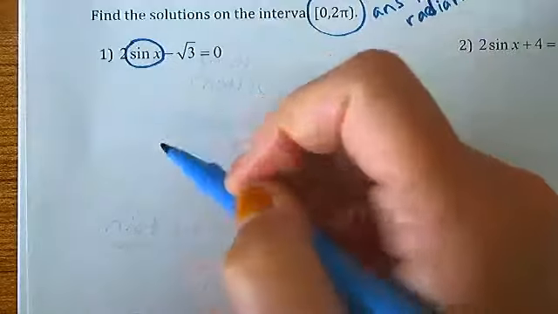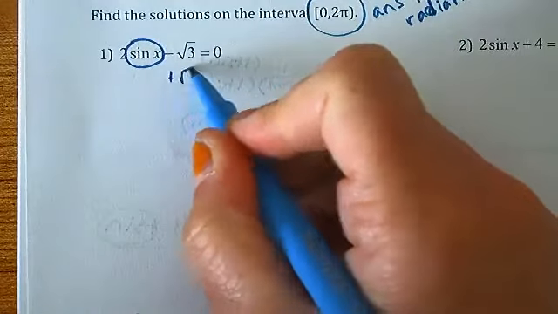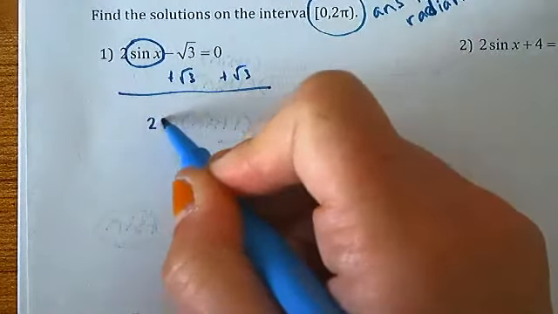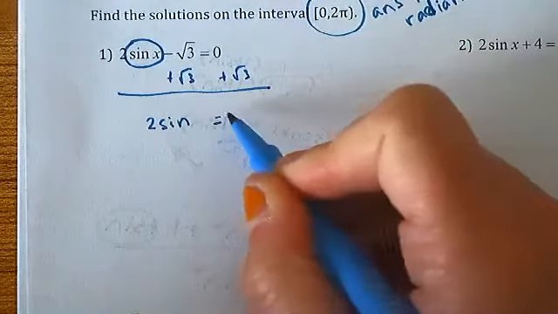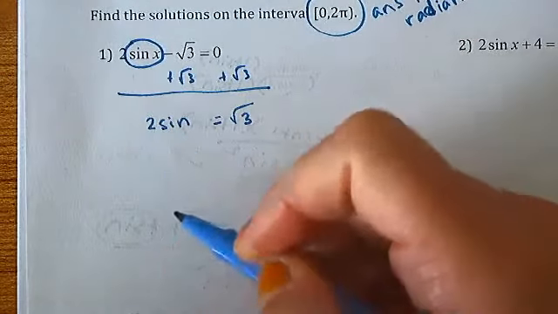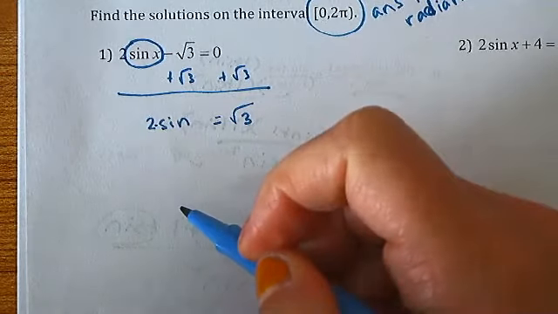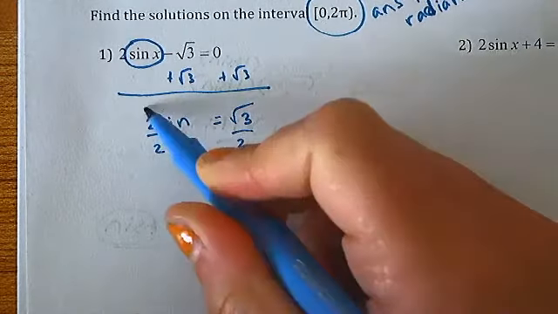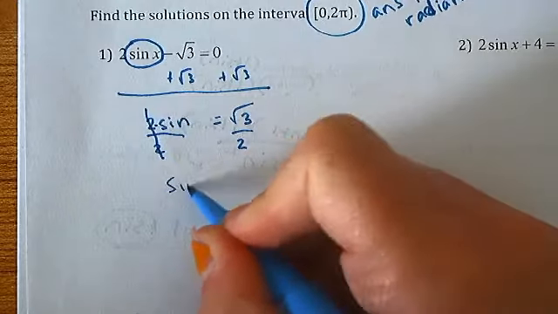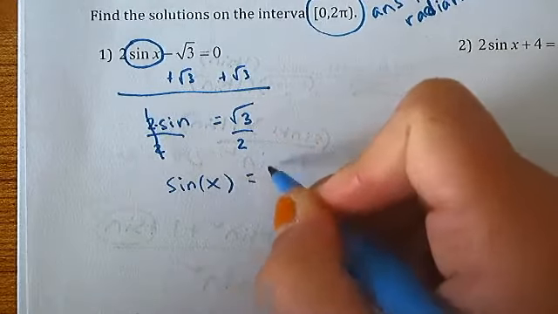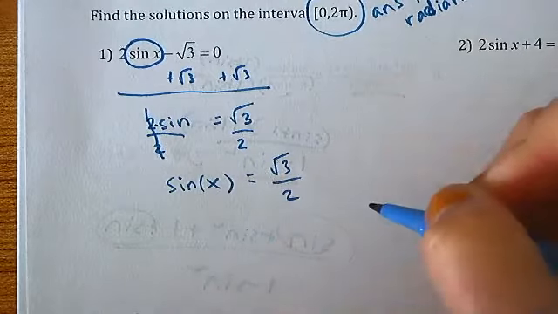So how would I get this by itself? Well, first I would add root 3 to the other side, right? So now I have 2 sine equals root 3. Okay, now I still need sine by itself and it's being multiplied by 2. So how do I get it alone? I divide both sides by 2. Now I have sine of x all by itself, and it's equal to root 3 over 2.